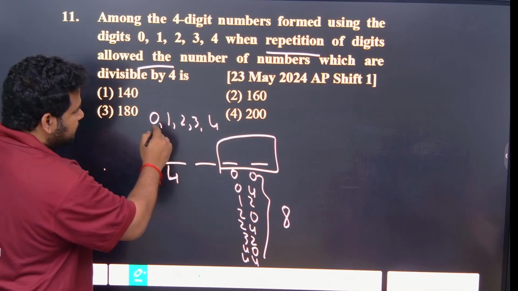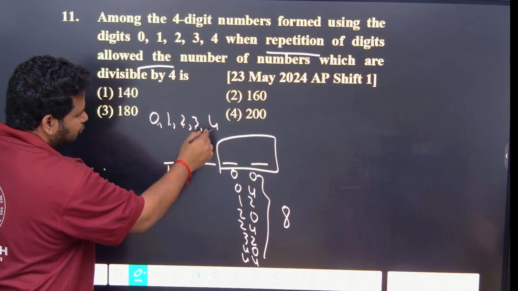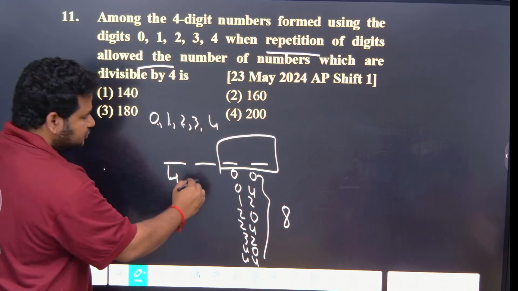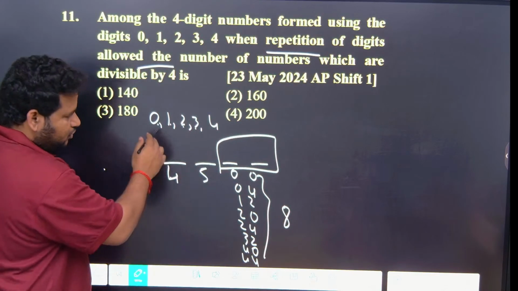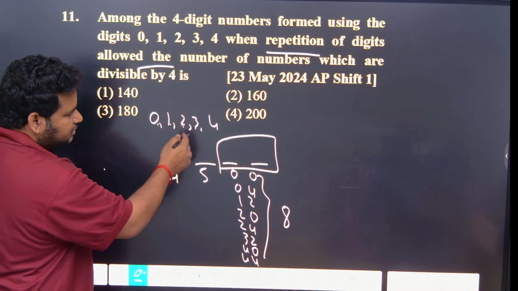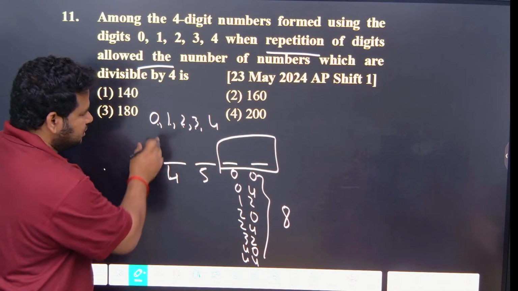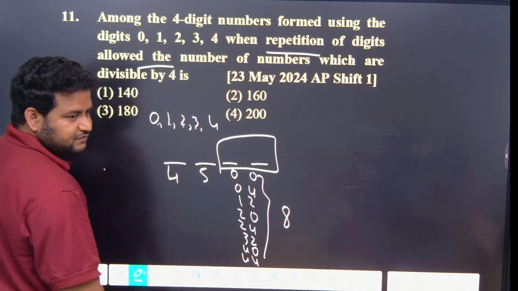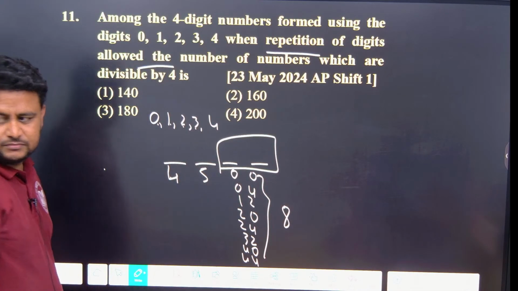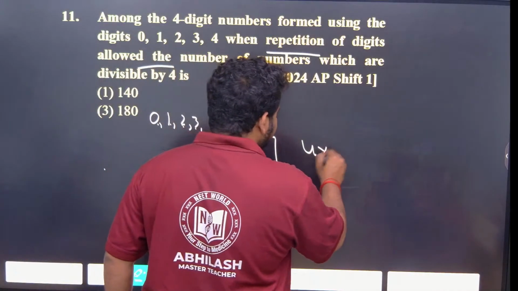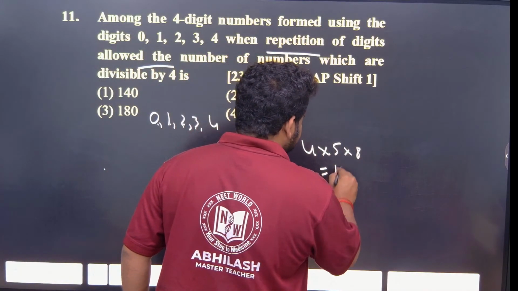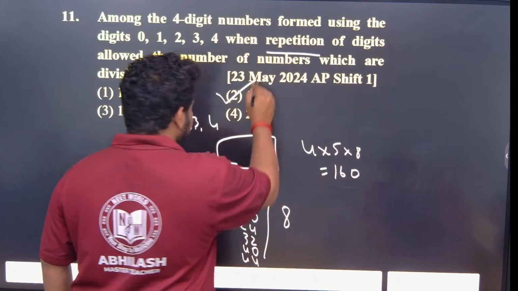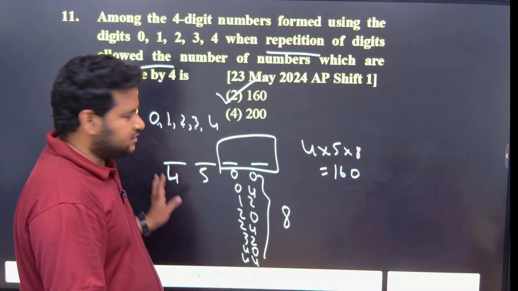Here what can come? 0, 1, 2, 3, 4. Any of the 5 can come. So I should write 5 here. So it is 4 into 5 into 8. 5 4s are 20. 20 into 8 is how much? 160. Understood? So the answer is 160. This is the thing we are using here.